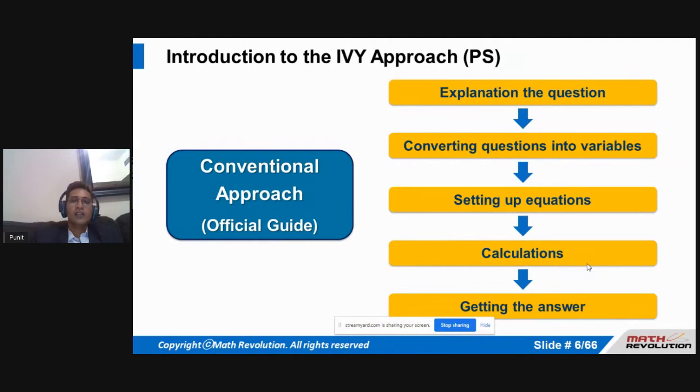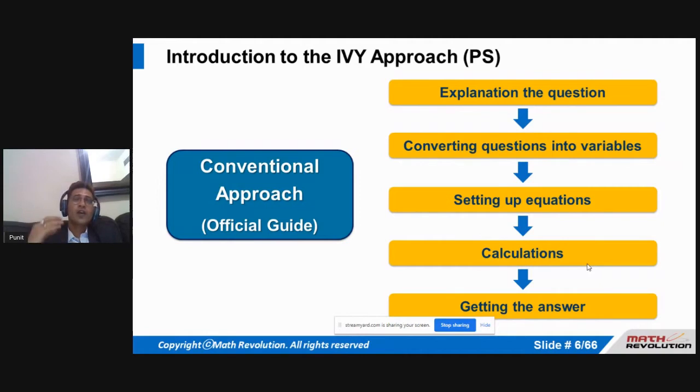So I would say these are the total 5 steps that are required. It's an outline of the conventional approach. In short, you go for explanation of the question, which you have to do because you have to comprehend it. Then you convert the question into variables. If the variables are hidden, then you find those, you set up the equations, you do the calculations, and you get the answer. So there are 5 steps involved.